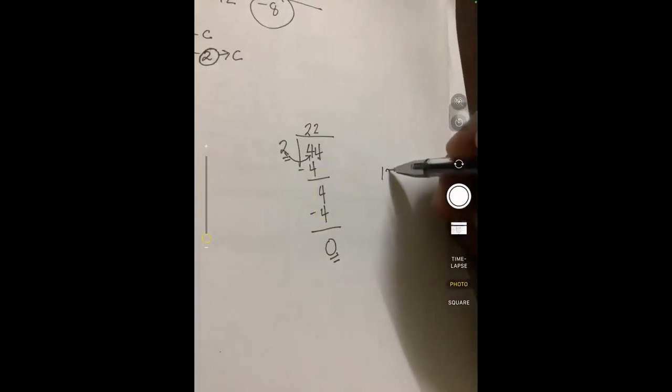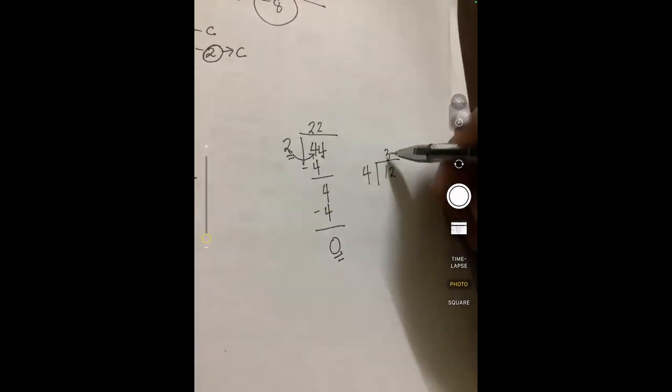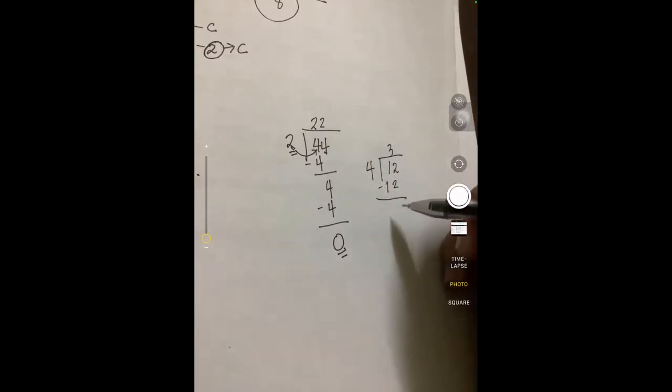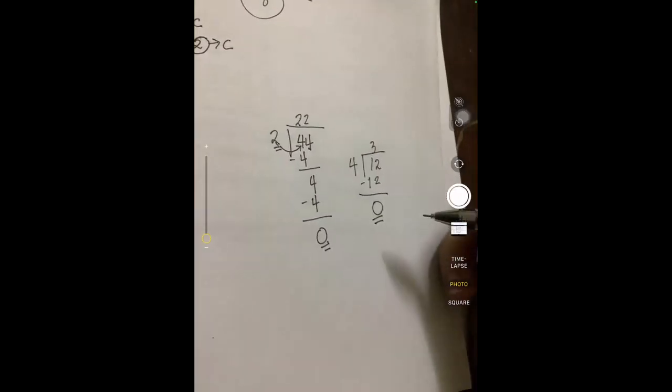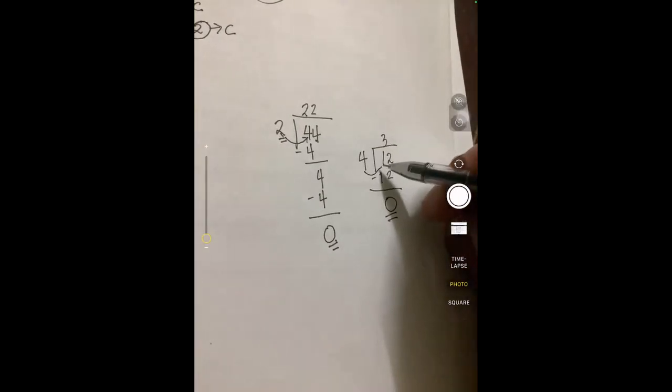The same is true, for example, I have 12. If I divide 12 by 4, diba the result is 3. 3 times 4 is 12. So 12 minus 12 is 0. So since the remainder is 0, we can say that 4 is actually a factor of 12.